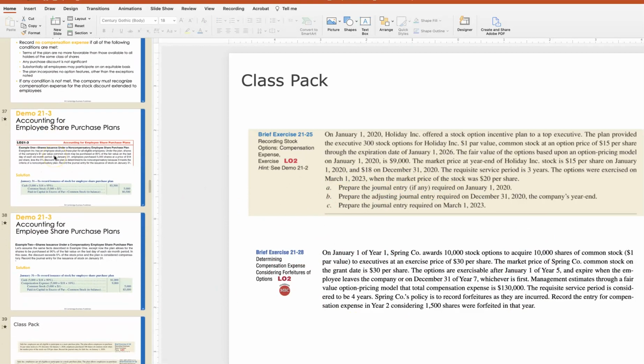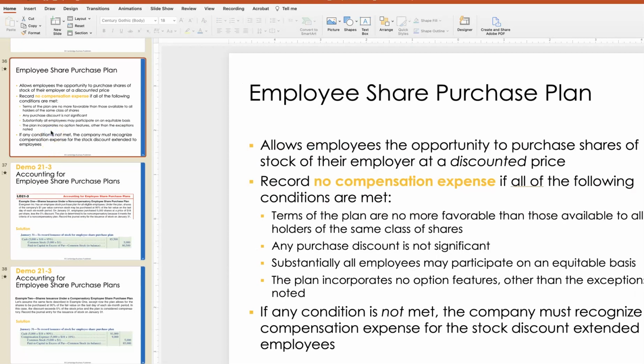Only 2 things you need to know about employee share purchase plans is whether they're large or small. So you don't record any compensation expense if it's offered at a discounted price, right? As long as each of these are met. Everybody's getting it. Nobody's getting anything more favorable. Any purchase discount isn't significant. Pretty much everybody can participate on an equitable basis, right? So if any of this condition is not met, we've got to record compensation expense.